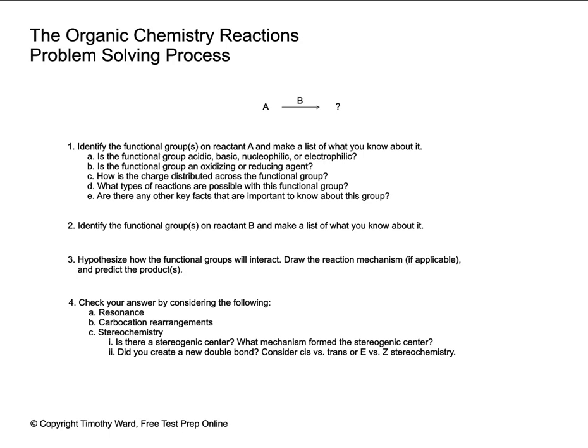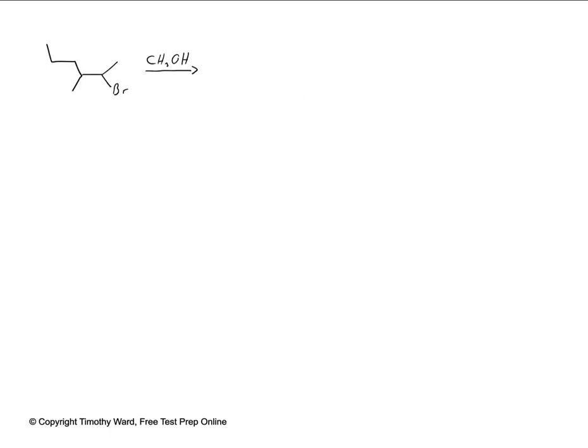If you did, you should always consider cis versus trans isomers, or if it's a more complicated double bond, E versus Z stereochemistry. On this page, I have a reaction. The first step of the problem-solving process is, of course, to recognize or identify the functional group on the first reactant. And what I notice here is that I have an alkyl halide, and it's a 2nd-degree alkyl halide. So I have a 2nd-degree alkyl halide.